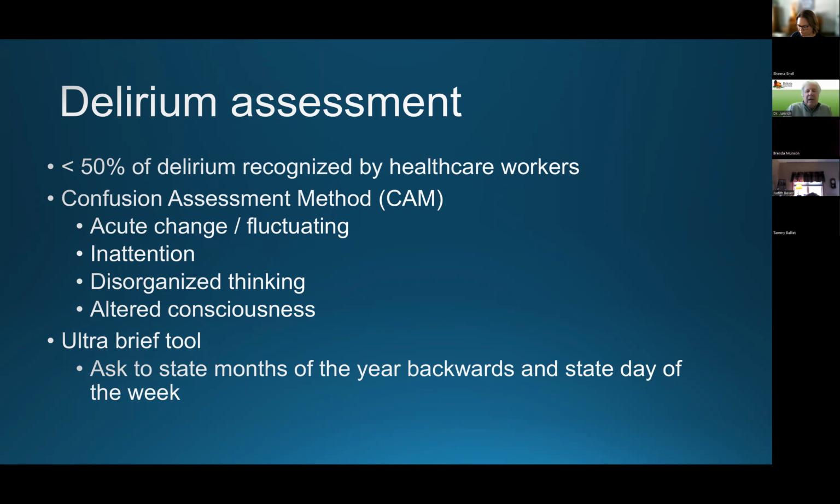In terms of altered consciousness, we're talking about a range from comatose to jumping up and down on the bed, agitated. So that's the full range, that spectrum. If the Confusion Assessment Method is not convenient and you want something Johnny on the spot, you can just ask the patient to state the months of the year backwards and then state the day of the week.